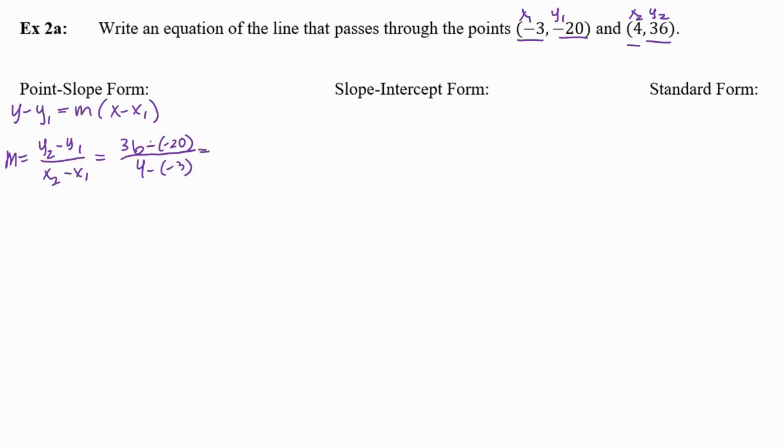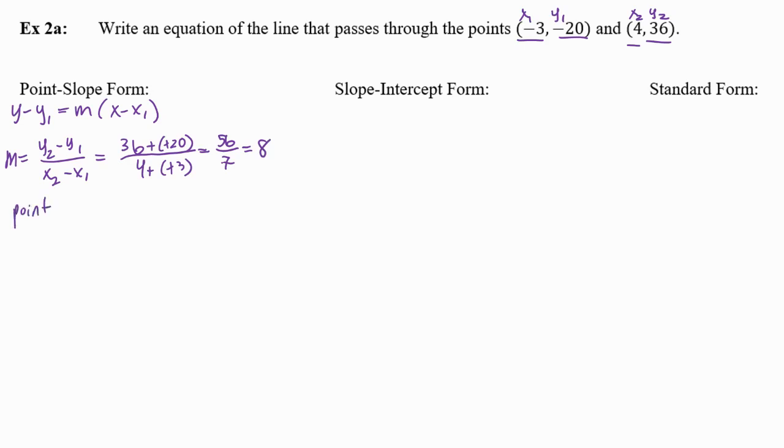36 minus a -20 will just become 36 plus 20, which will give me 56. 4 minus -3 will become 4 plus 3, sorry, which is 7. 56 divided by 7 gives us a slope of 8. For point slope form, we also need a point.